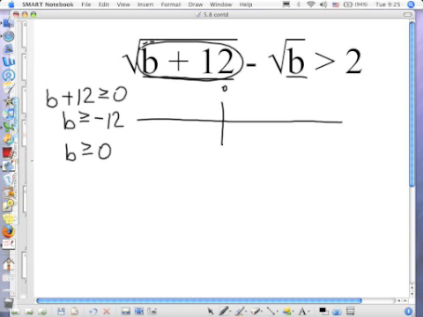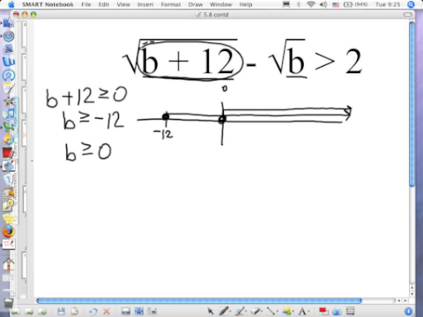All right, so let's graph this. We have b is greater than or equal to negative 12. B is greater than or equal to 0. And now let's actually solve the inequality. Now we're going to look for where all three things are overlapping each other. Okay? All right, starting with the inequality.